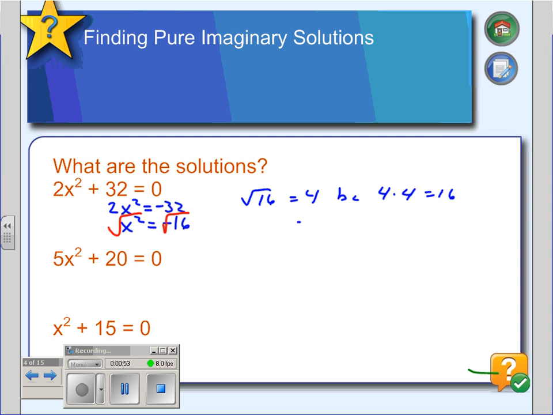We also know the answer is negative 4 because negative 4 times negative 4 also equals 16. But there's no way to make it equal a negative 16 because positive 4 times negative 4 is not the same number, which makes it not a square root. So to get around that problem, we take the square root of 16, which is 4, and then the square root of the negative is i. So we get plus or minus 4i.